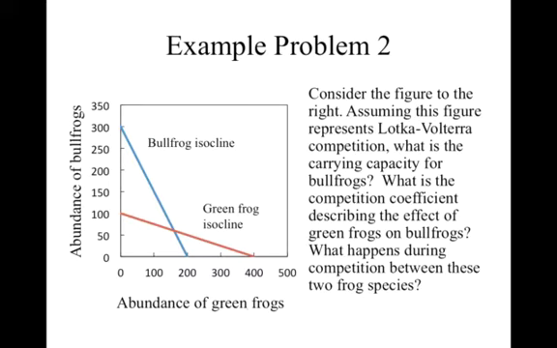Here we're looking at a particular figure of isoclines, and we're trying to figure out different carrying capacities, and we're trying to, again, figure out what's going to happen, which of these two different species, the green frogs, the bullfrogs, are going to win out, or are they going to coexist? So again, if you don't know how to do this problem, if you're struggling, get notes from a friend or talk to me. All right, so that's the end of competition.